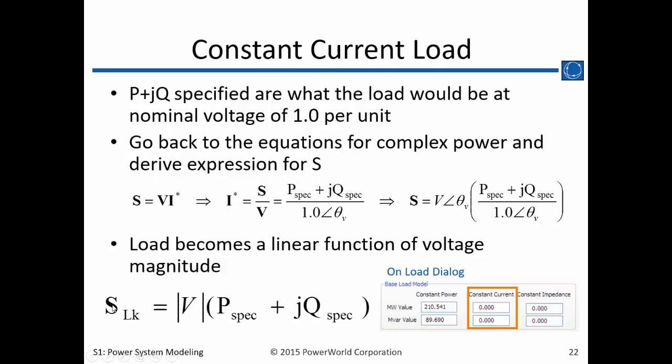So if we look at the complex power equation now for constant current, we now have the magnitude of the voltage multiplied by the power specified. So you would specify a megawatt and megavar value here for constant current. The actual value of power that you would get from this component would depend on the voltage at the bus. So as the voltage goes up, the value of the load goes up. As the voltage goes down, the value of the load goes down.